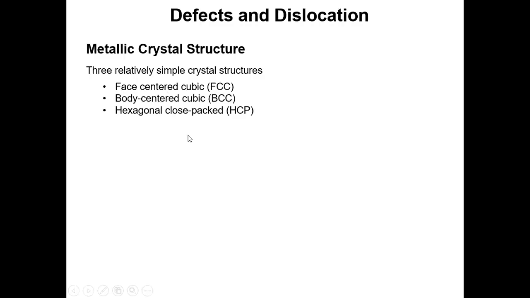The second one is the body-centered cubic structure, which we give as BCC. Another type we can name as the hexagonal close packed structure, we call HCP. Other than these simple crystalline structures, there are more types, but we will basically learn about these three types in this lecture.